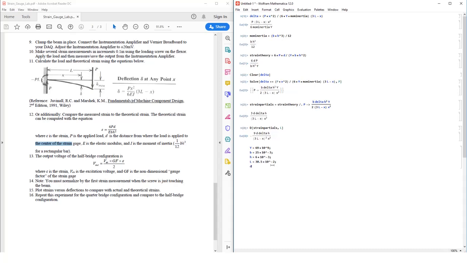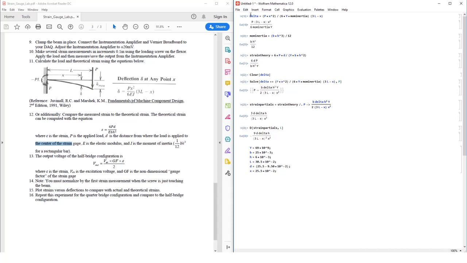My distance, d, is the distance from where the load is applied to the center of the strain gauge. The load is applied at 25.5 centimeters, minus where the strain gauge is located. From the end of this cantilever beam, from where 0 is, it is 9.5 away. So again, d is the distance from where the load is applied to where the center of the strain gauge is, times 10 to the minus 2. And x is equal to 25, because x is just the distance from where the beam is secured to where the load is applied, times 10 to the minus 2. That's it. Those are my values.